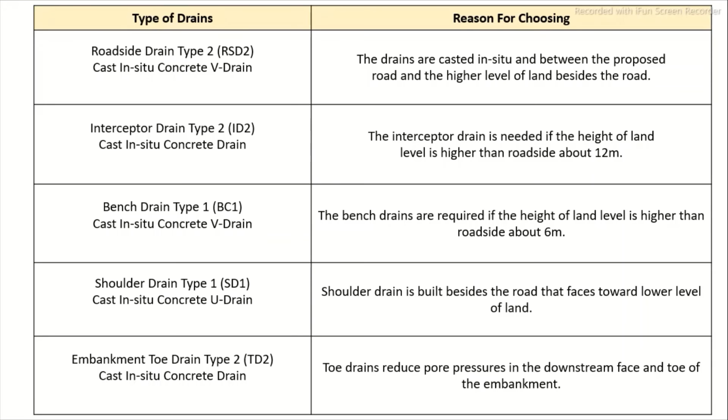For the second type of drain, interceptor drain type 2, the interceptor drain is needed if the height of land level is higher than roadside, about 12 meters. For the bench drain type 1, the bench drains are required if the height of land level is higher than roadside, about 6 meters. For the shoulder drain type 1, shoulder drain is built beside the road that faces toward lower level of land. Embankment 2 drain type 2, the two drains reduce pore pressures in the downstream face and toe of the embankment.